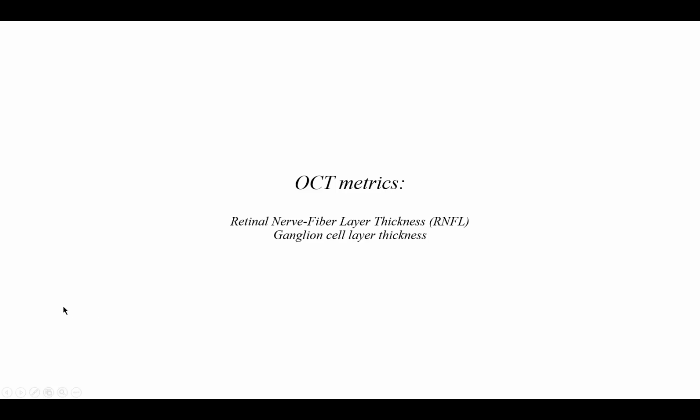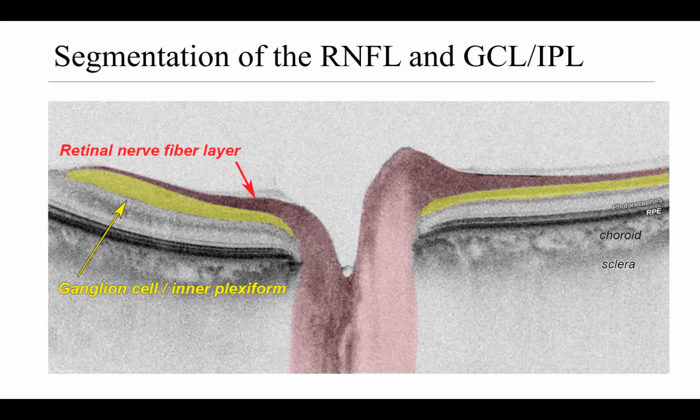I want to make a couple of points, though, about the metrics. The quantification of the optic nerve is based on the ability of the OCT to segment and measure the thickness of both the retinal nerve fiber layer, shown here in red, and the ganglion cell layer, which also includes the inner plexiform layer as well.